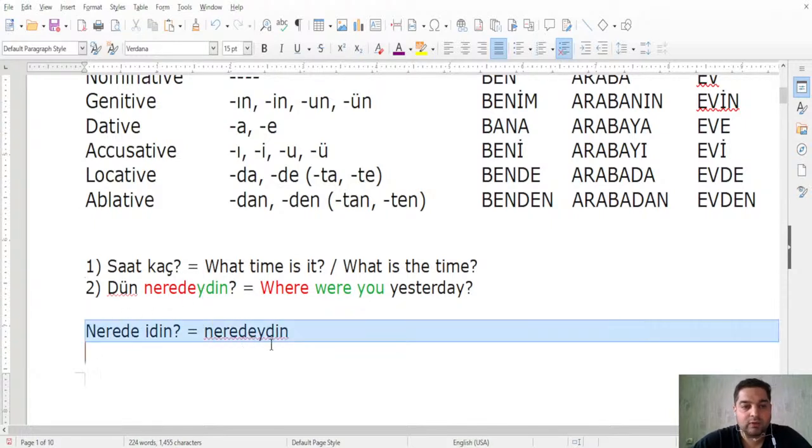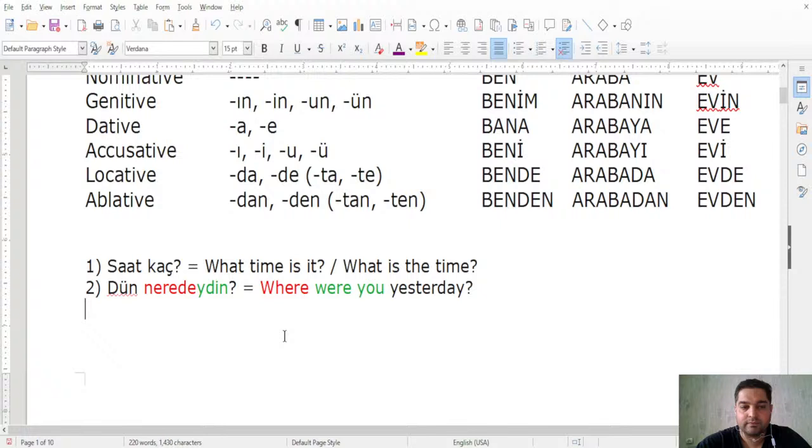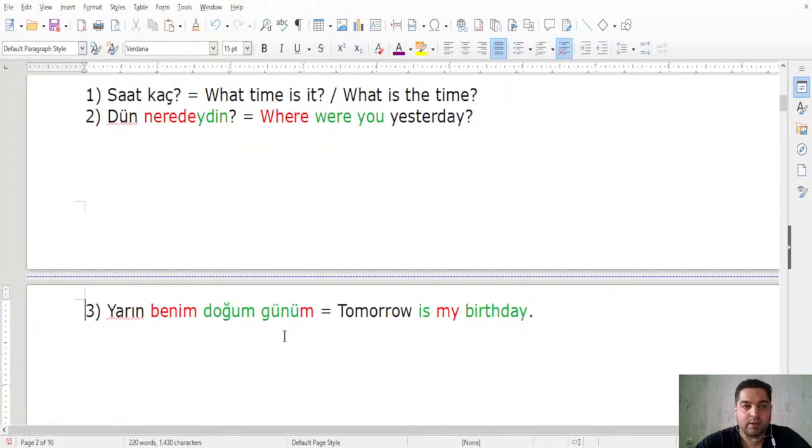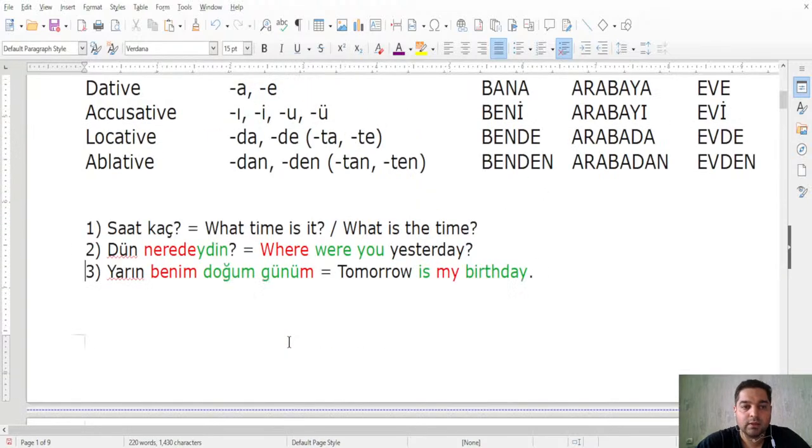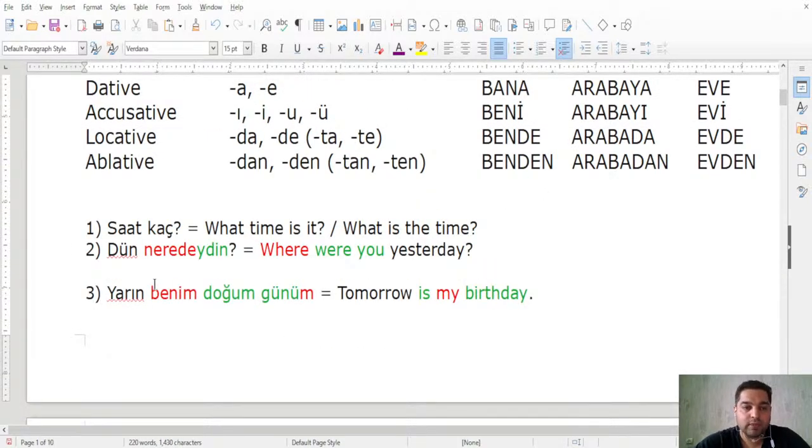So let's now go and look at the third sentence. Let me bring it up. Okay. So yarın benim doğum günüm. Yarın means tomorrow. Benim means my. Ben means I, benim means my. Doğum günü. Now pay attention. This is a tamlama. Remember we covered three types of tamlama, complementary structures. So doğum günü is birthday.